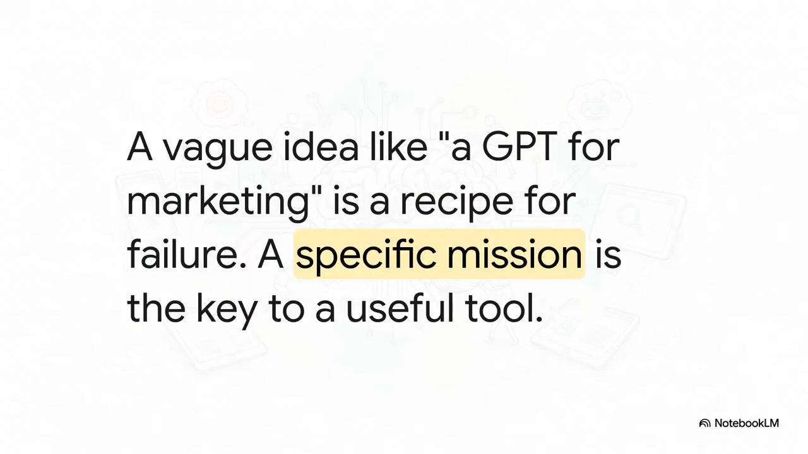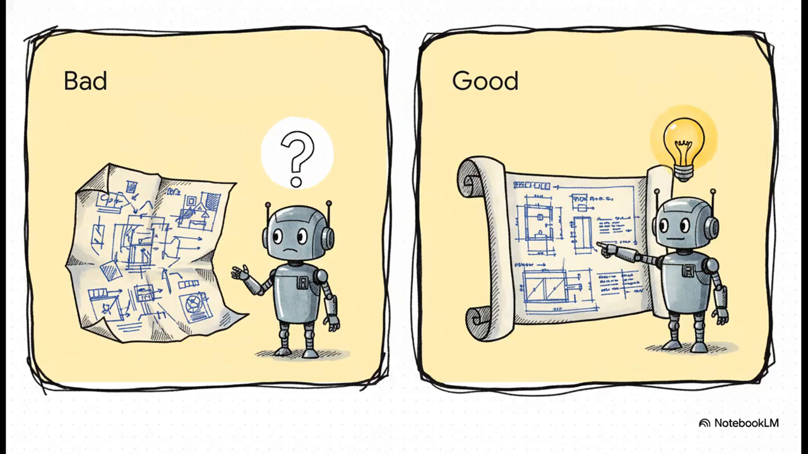And this is where getting crystal clear becomes your superpower. Saying you want a GPT for marketing is way too vague. That's a recipe for a mess. But a GPT that helps social media managers write Instagram captions in our company's brand voice, that is a mission. Specificity is absolutely everything.